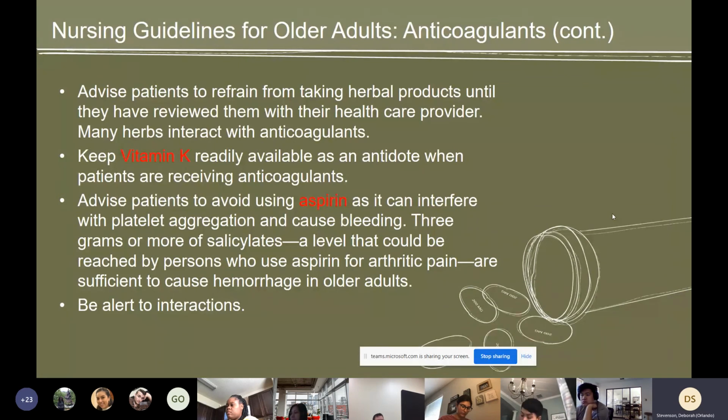By the way, what is the antidote for heparin? It's not necessarily an anticoagulant, but heparin, what is the antidote for heparin? Protamine sulfate. Protamine sulfate. Yeah, that's very common.